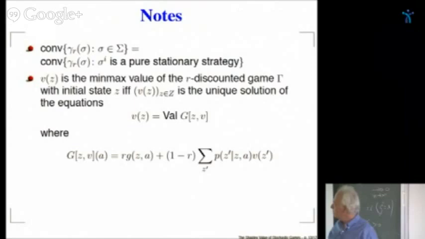So the convex hull of what can be achieved by strategies in that infinite game looks like it might be a complicated set, but in fact, from Shapley's proof, you can see that everything that's in the convex hull can actually be generated by pure stationary strategies, of which there are finitely many, so it's going to be a simple polytope.